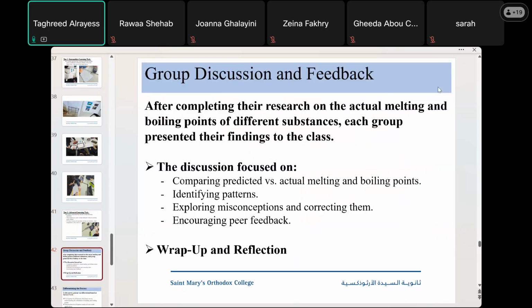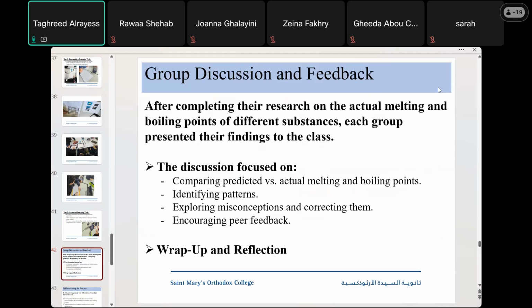After completing the research on the actual melting point and boiling point of different substances, the groups were able to present their own findings to the classroom. Our discussion focused on different things. One, on comparing the predicted and the actual melting point and boiling point. Second, identifying patterns such as why do metals have high melting points? Why does water boil at 100 degrees Celsius? Third, on exploring their misconceptions and correcting them. And fourth, on encouraging peer feedback, where learners asked questions and offered insights, which has deepened their understanding.